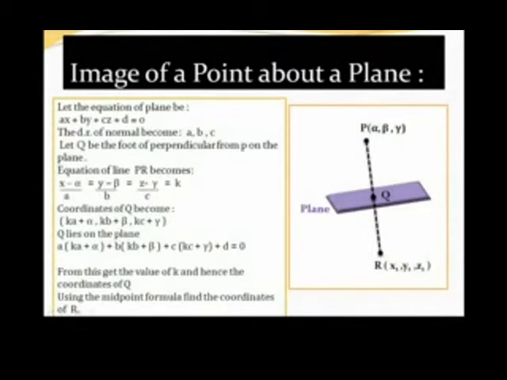Now after finding the coordinates of point Q, we use the midpoint formula to find the coordinates of the point R. So the whole procedure is, first we try to find out the coordinates of the point Q. Q is the foot of the perpendicular dropped on the plane from the point P, and then using the midpoint formula we find the coordinates of the point R. But to find the coordinates of point Q, we write the equation of this line and take any general point on this line. Now this general point should satisfy the equation of the plane because this point lies on this plane, and from that we find out the coordinates of point Q, and then we use the midpoint formula to find out the coordinates of the point R, which is the image of the point P about this plane.